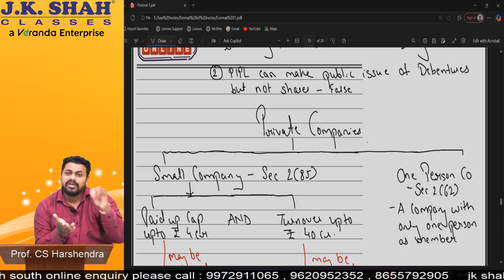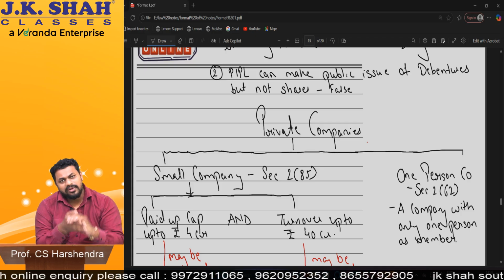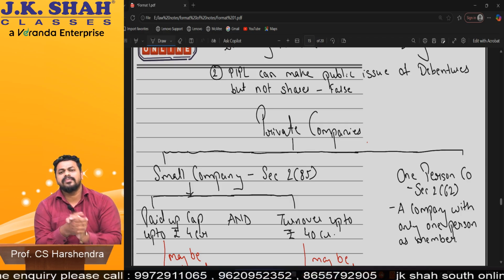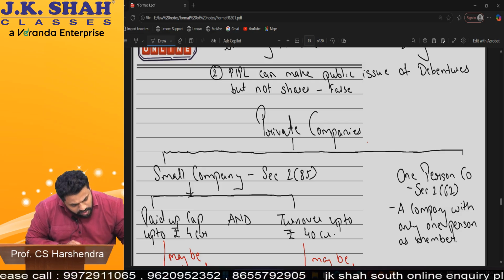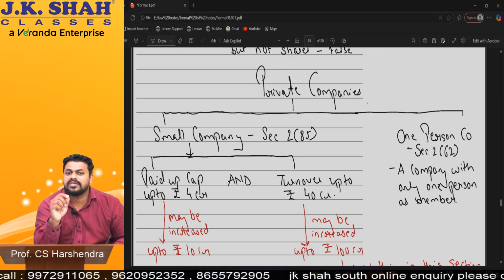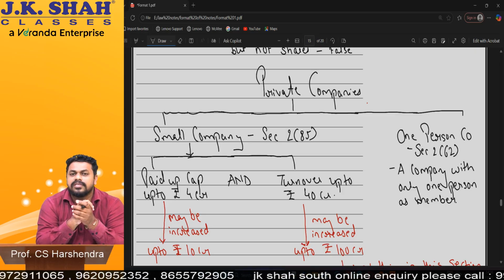And for that, the one person company concept started. Let only one person handle the company and run the company. And from this, a section came into the picture: Section 2 clause 62, a company with only one person as member. Am I clear with this?